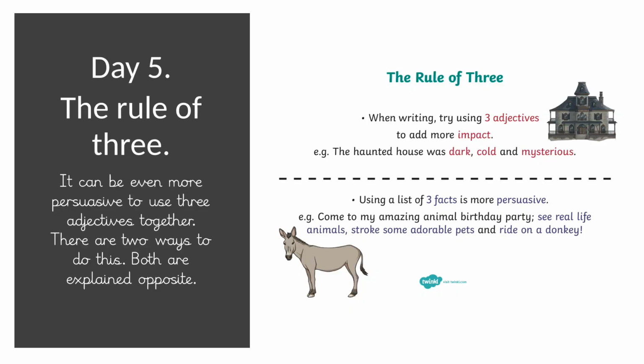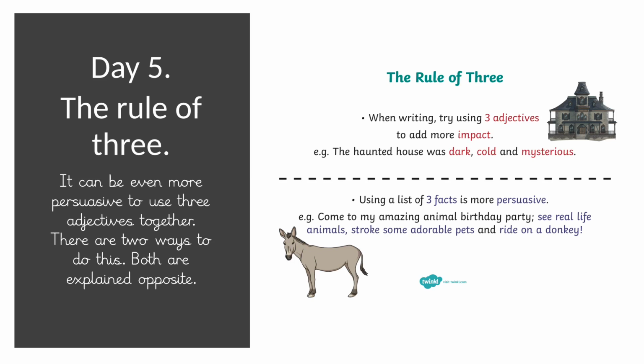So today, day 5, we're going to look at the skill of the rule of 3. Using this, it can be even more persuasive to use 3 adjectives together. There are 2 ways to do this, and both are explained just slightly opposite. If you have a look underneath where it says rule of 3, you'll see the picture of a house. So when writing, try to use 3 adjectives to add more impact to your work.